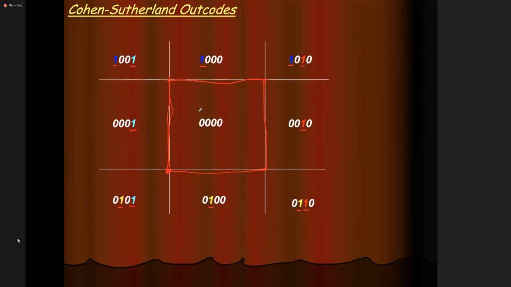Right? Now in the Cohen-Sutherland's algorithm, first what they do is anything less than x min, fourth bit is 1. Anything higher than x max, third bit is 1. Anything higher than y max, first bit is 1. Anything below than y min, second bit is 1. Like that you have 4 bits assigned here.